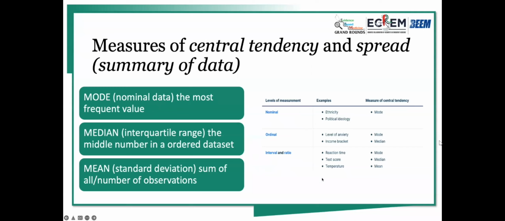So for example, in describing the population of the United States, I would say that the most frequent is, for example, white, followed by Hispanic and African American and Asian. So those are types of nominal data.